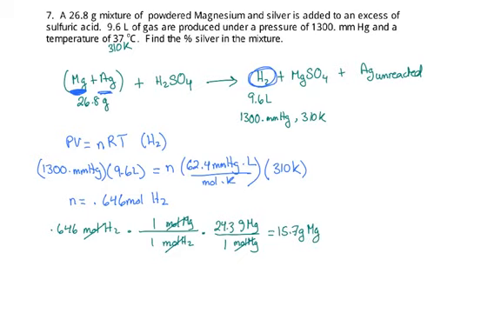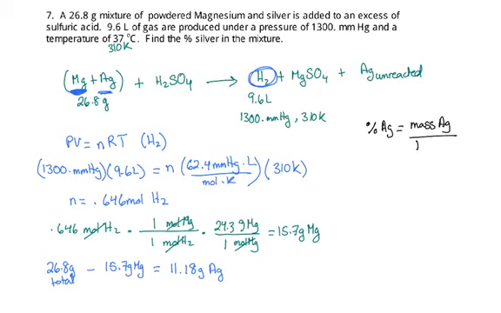Now that I know my mass of magnesium in the mixture, and I know the total, I can figure out the mass of the silver. 26.8 grams total minus 15.7 grams of magnesium is going to give me 11.18 grams of silver. And now that I have my mass of silver, I can say percent silver is equal to the mass of silver over total mass times 100%.